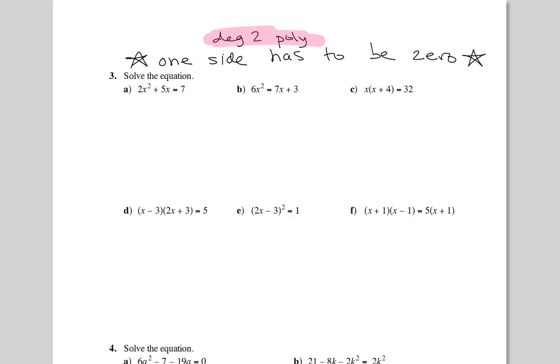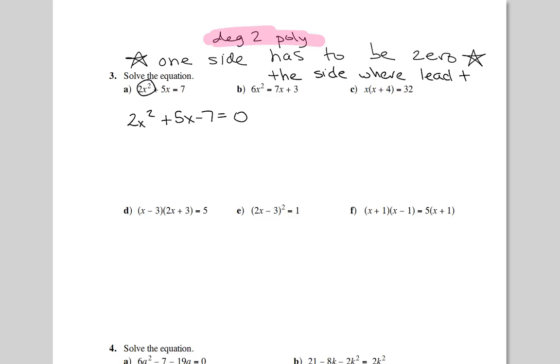What side do we pick? Good. Pick the side where the lead is positive. So in the first one, 2x squared, is that the lead? Circle the lead. That's positive. So I need to move the 7 to the left, switch the sign.